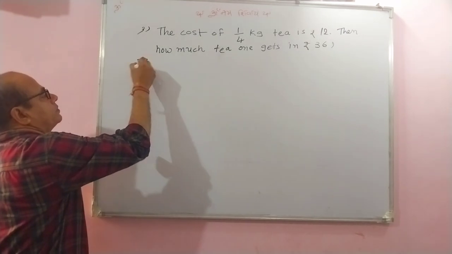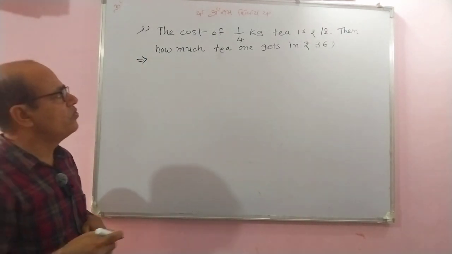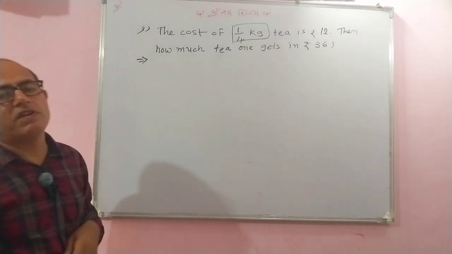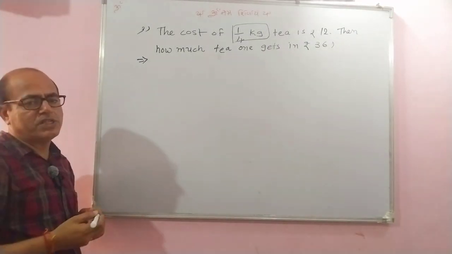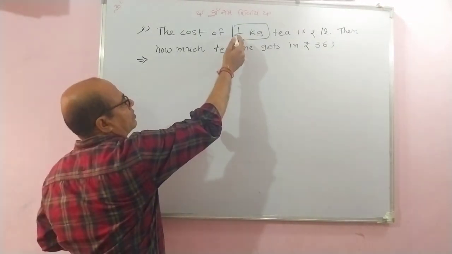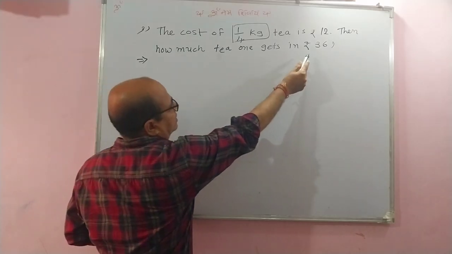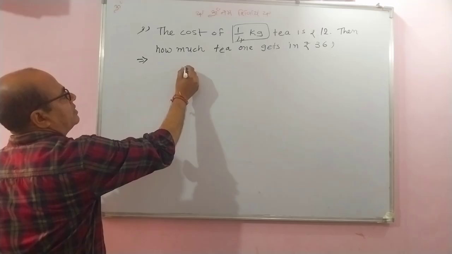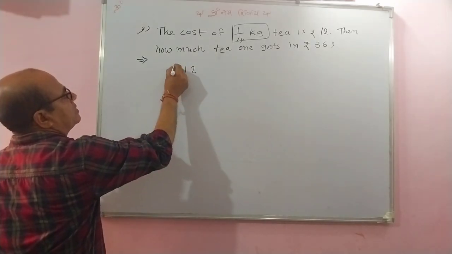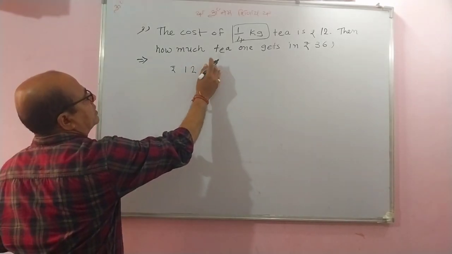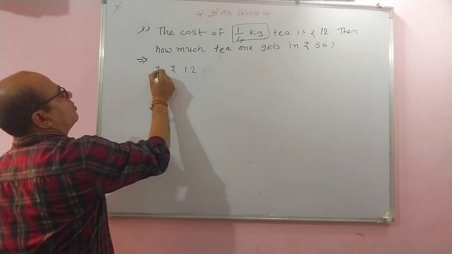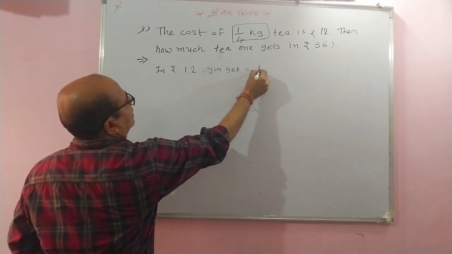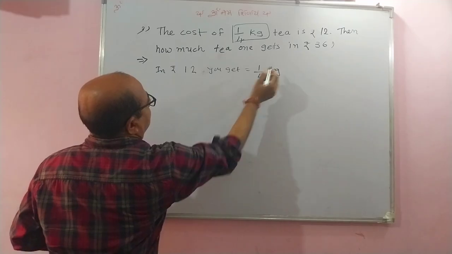Now see, the cost of 1 upon 4 kg is 12 rupees. For 12 rupees you get 1 upon 4 kg of tea. Then in 36 rupees, how much will you get? That is the direct unitary method. So in 12 rupees you get 1 upon 4 kg.